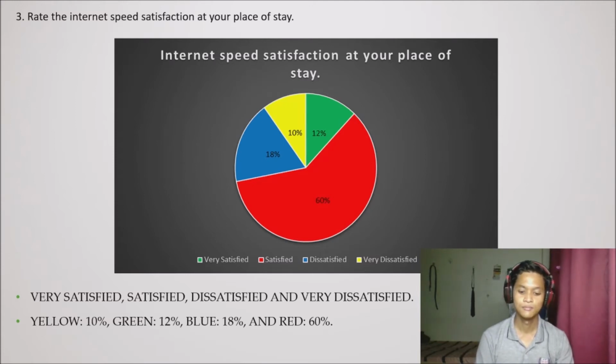Lastly, the largest segment of the chart, with the red hue, makes up more than half of the pie and is for the respondents who were satisfied with the internet speed connection. To sum it all up, the majority of the students are satisfied with their internet speed and only a few are very dissatisfied.